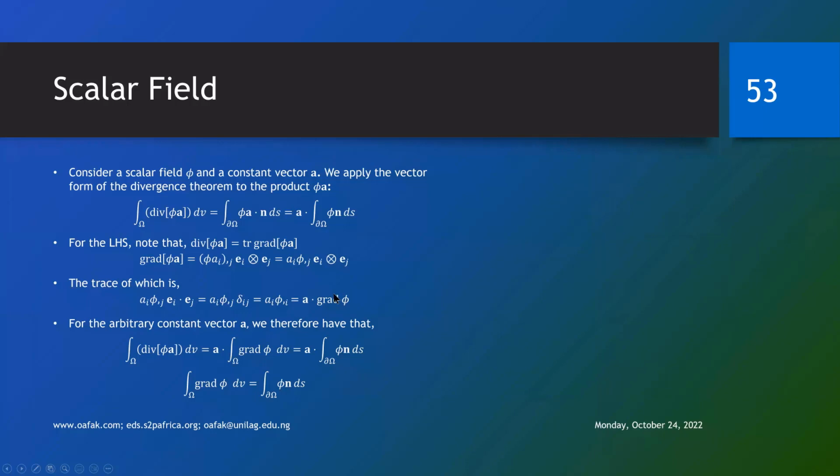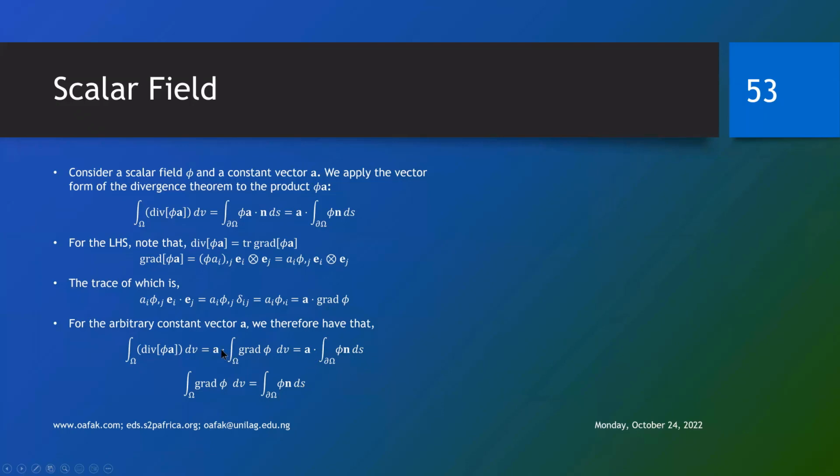So for an arbitrary constant vector, we have that the divergence of phi A is equal to A dot grad phi dV, which is A dot phi n dS.